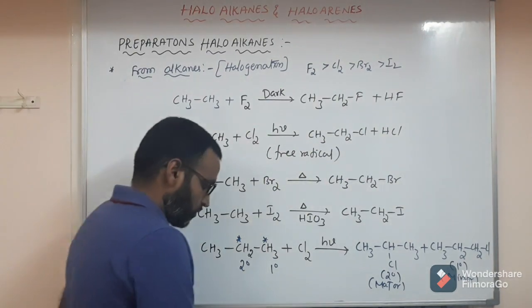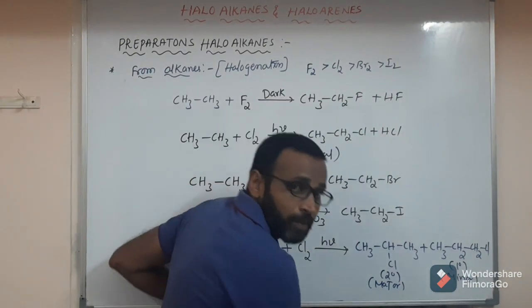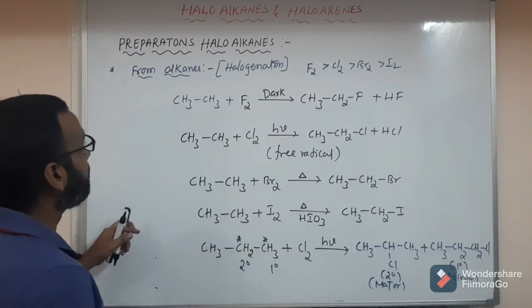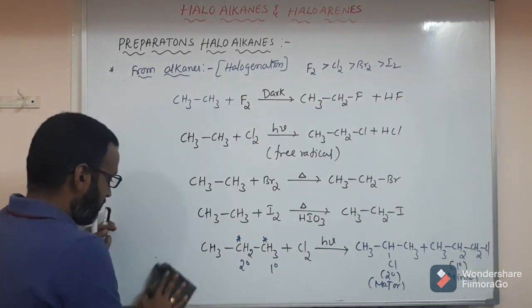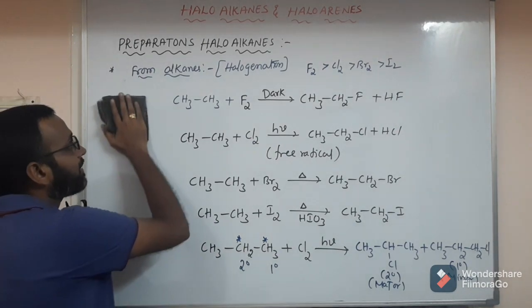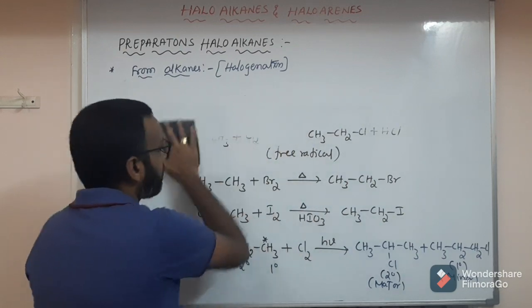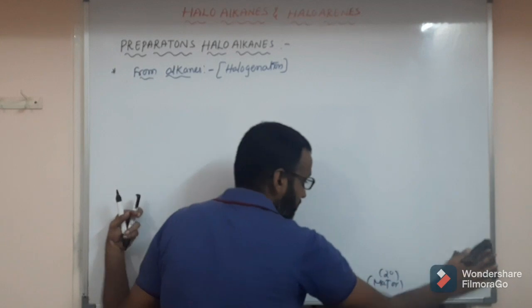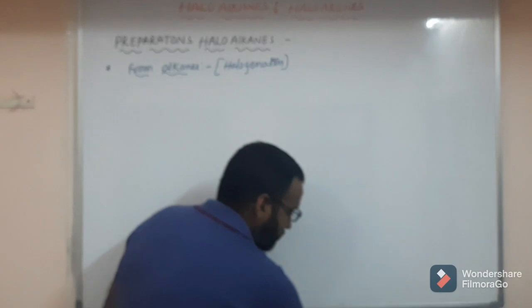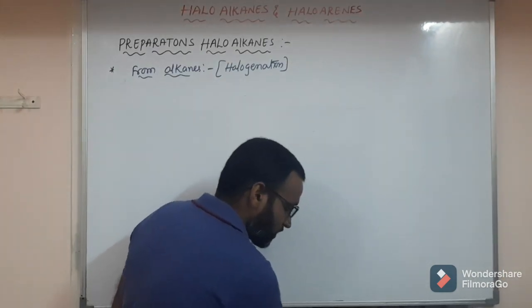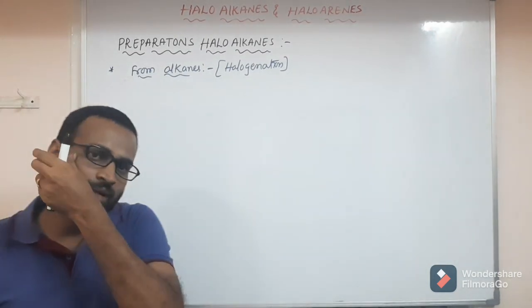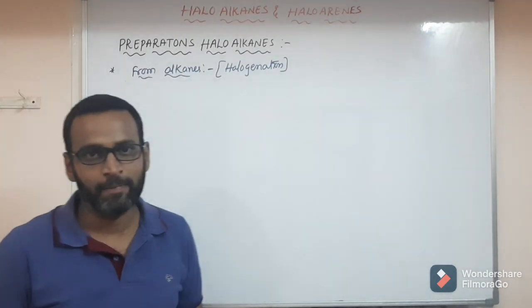Hope you understood. So this is about the preparation of haloalkanes from alkanes. Next, we will see from alkenes. Here also the most important thing is that we are substituting halogen based mainly on the stability of free radicals. Tertiary carbon is more stable than secondary, and secondary is more stable than primary. So if a tertiary carbon is there, the substitution at tertiary will be easy.